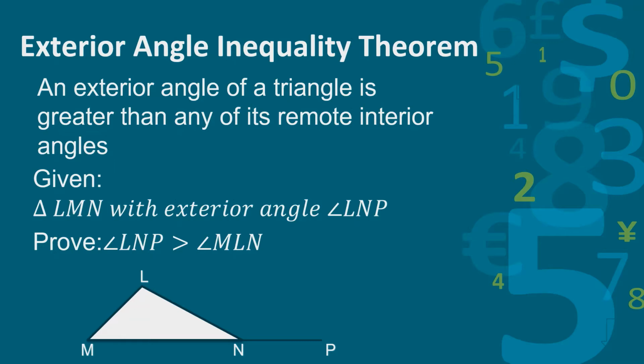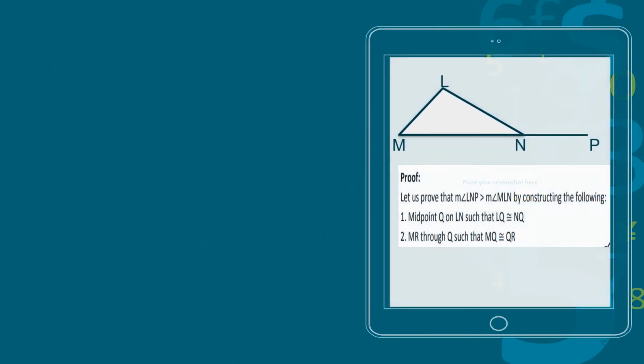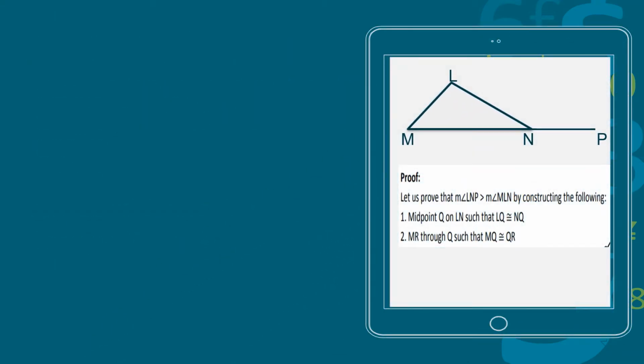It states that an exterior angle of a triangle is greater than any of its remote interior angles. So let's say we are given triangle LMN with exterior angle LNP. We are going to prove that angle LNP is greater than the measure of angle MLN. Now let's prove that the measure of angle LNP is greater than the measure of MLN.